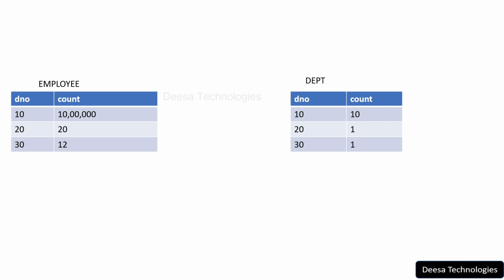Now if you do a join on department number between employee and department, we will run into a situation where a single reducer or a few reducers will process the 1 million records. The other reducers will just process the 20 or 12 or 1 records, and they will complete their execution faster, but your job will be on hold because the reducer which is processing the 1 million records is going to take a lot of time. So there is uneven distribution of work for the reducers.